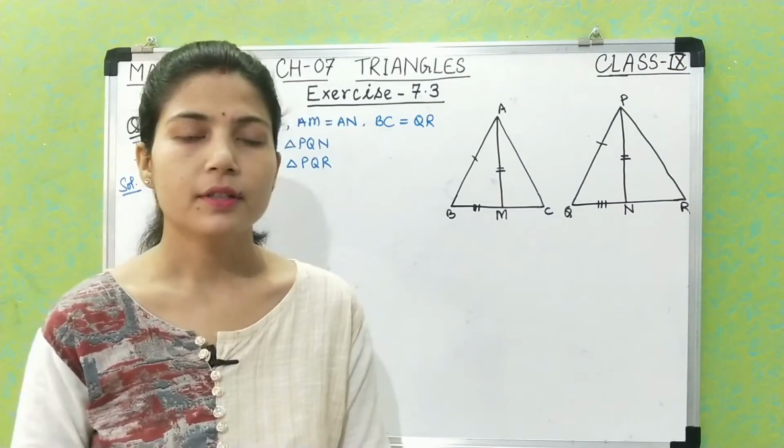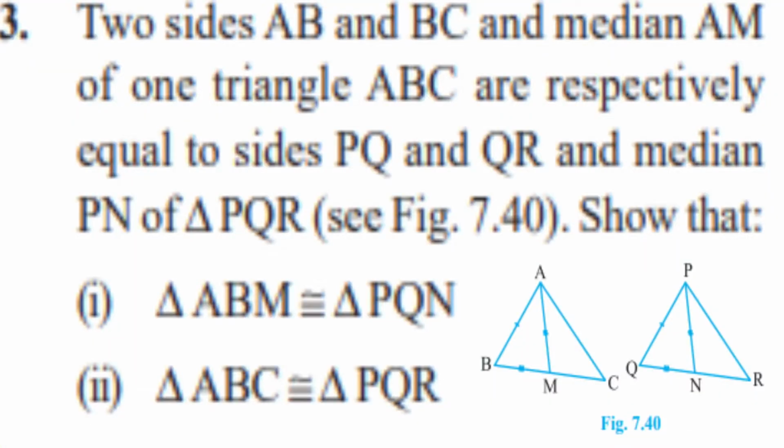Okay, so question number three: two sides AB and BC and median AM of triangle ABC are respectively equal to the sides PQ and QR and median PN of triangle PQR. Now you have to show that the first part is triangle ABM is congruent to triangle PQN, and the second part is triangle ABC is congruent to triangle PQR.